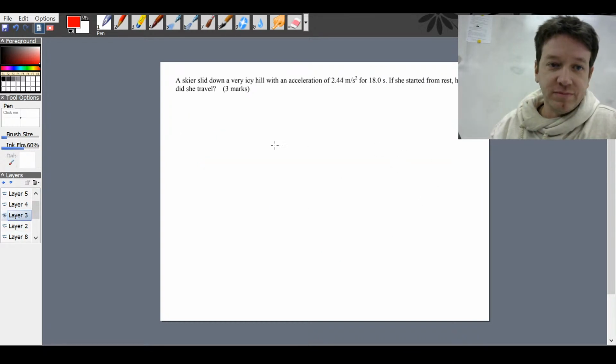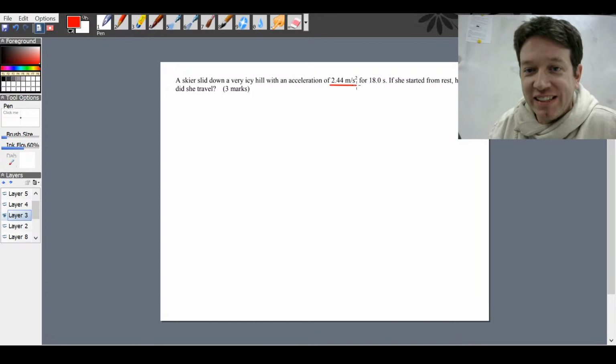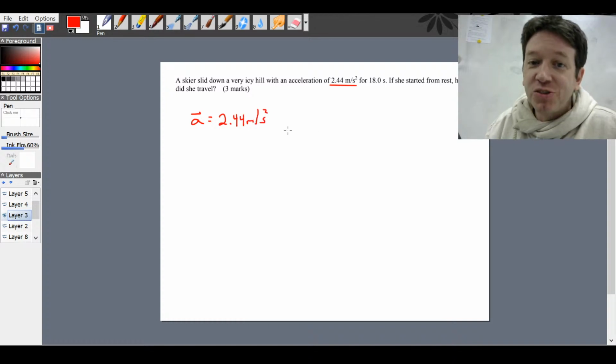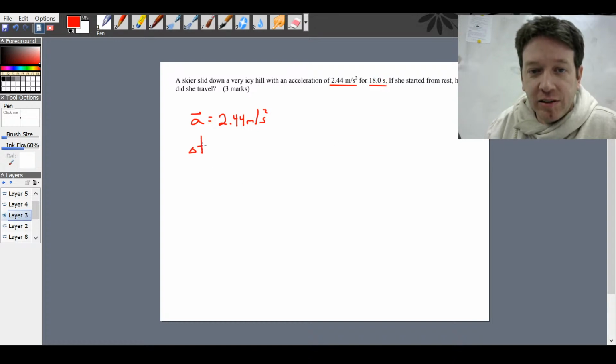How about this one? Here we have a skier slid down a very icy hill with an acceleration. So they're giving us acceleration. Let's write that down. It's important to show your work. And one of the ways we show our work is by writing all of our given information. So 2.44 meters per second squared. And the direction is just going to be down the hill. Right? So we'll just leave that out. For 18 seconds, so we know time. It's going to be 18 seconds. If she started from rest, so that's telling us initial velocity as 0 meters per second.